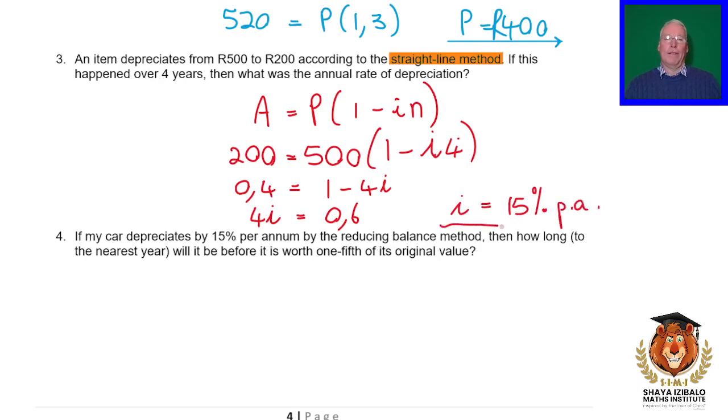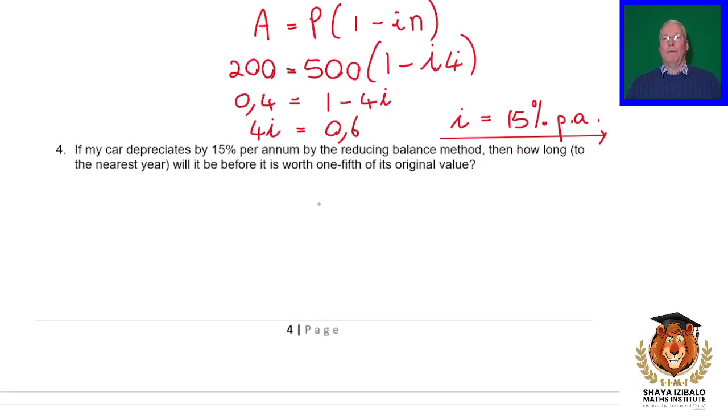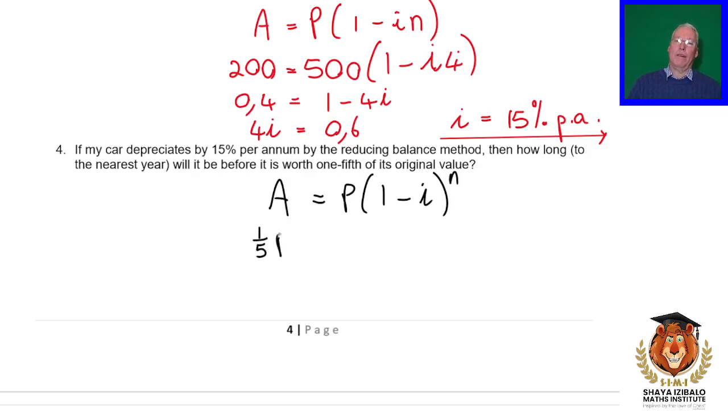Okay, apologies for that. Right, now the next one says, if my car depreciates at 15% per annum by the reducing balance method, how long will it take before it's 1/5 of its value? So this time we're using this formula, A equals P, 1 minus I to the power of N, okay? And it's going to depreciate to 1/5 of its value, right? So we could either use a number here. For example, we could use 100 Rand as our P value and 20 Rand as our A value, or we could say 1/5 of P is our A value.